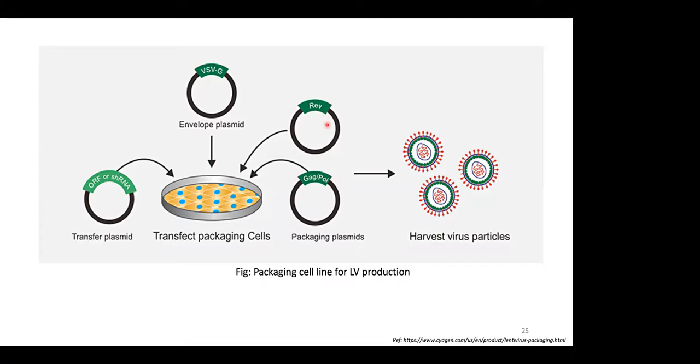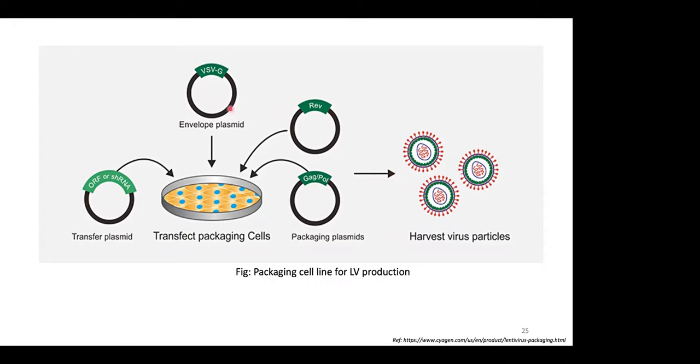Now you have REV. REV will help in this: once the gene of interest has integrated into the host genome, transcription happens and the mRNA is produced. Now the mRNA needs to reach from the nucleus to the cytoplasm. So REV would help in that. Only once it reaches the cytoplasm can the protein be made.